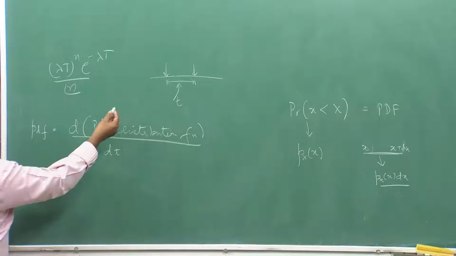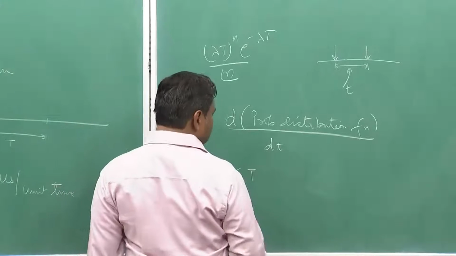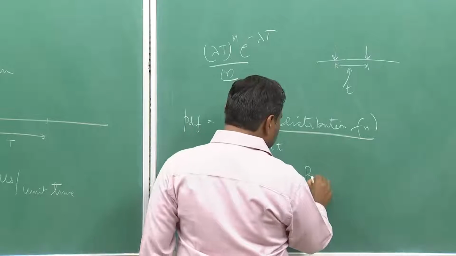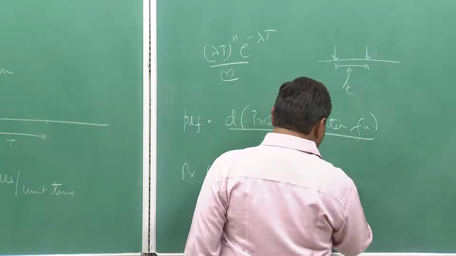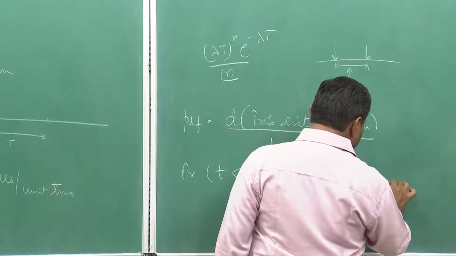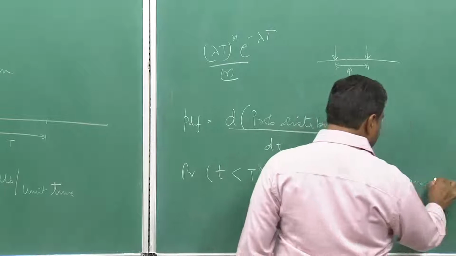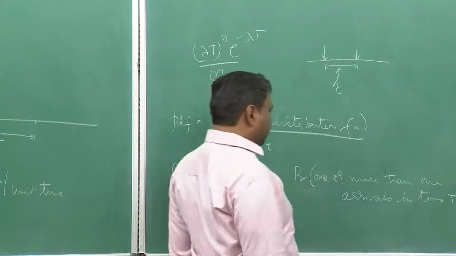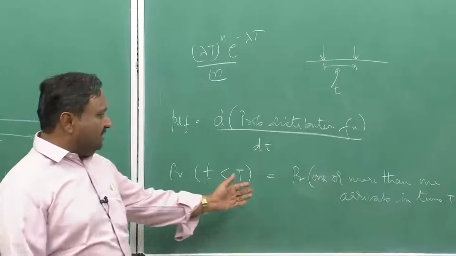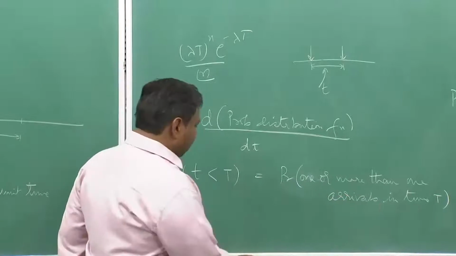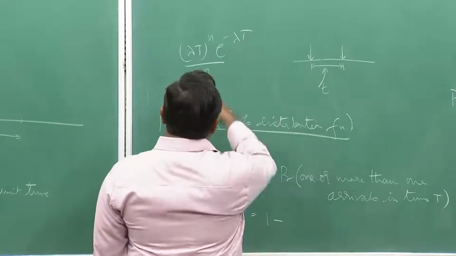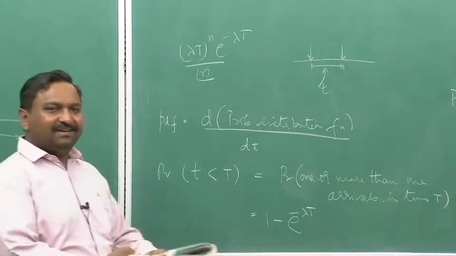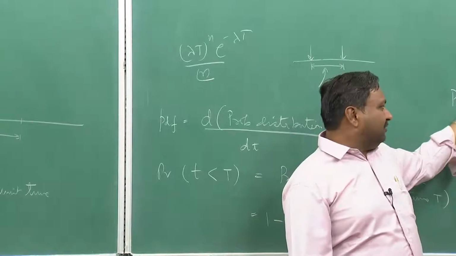This can be estimated as follows: the probability that the inter-arrival time t is less than some capital T is nothing but the probability that you have one or more arrivals in time T. And of course, this means 1 minus the probability of no arrival in time T. I can use the same Poisson expression: 1 minus no arrival, when n is 0, will be 1 minus e raised to the power minus lambda t. This is nothing but a distribution function, so I just need to take the derivative to get the density.